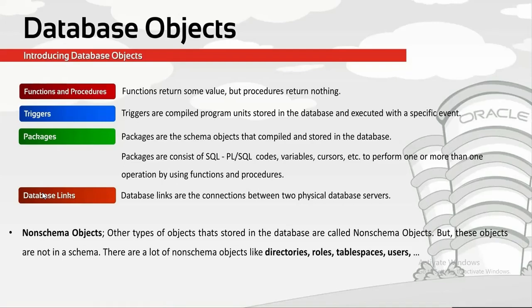What are database links here? Database links are the connections between two physical database servers. Database links provide a physical connection between two database server computers. Now non-schema objects. Other types of objects that are stored in the database are called non-schema objects, but these objects are not in a schema. There are a lot of non-schema objects like directories, roles, tablespaces, users, etc.